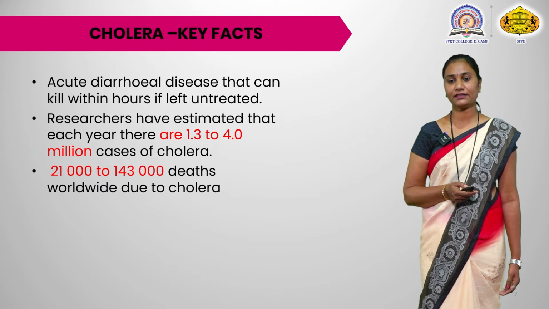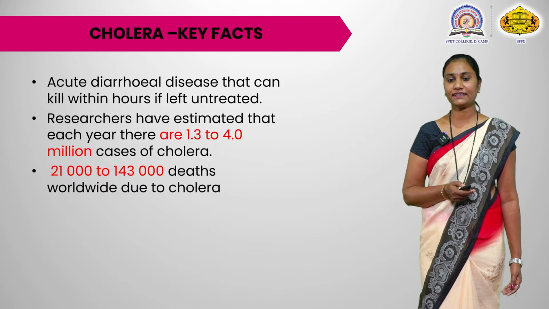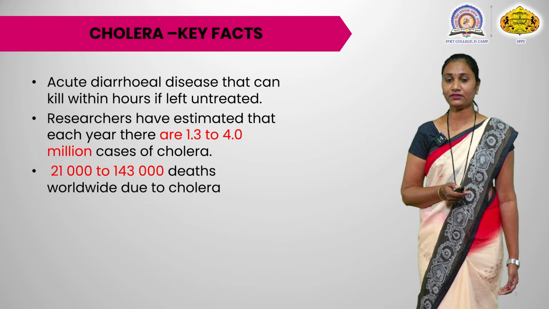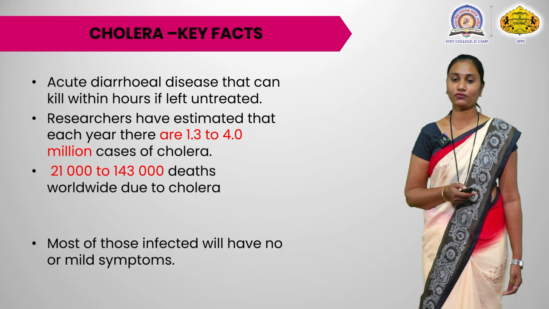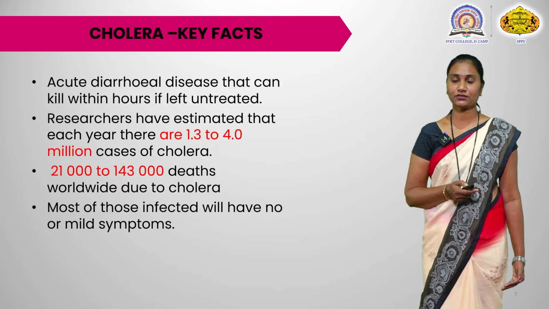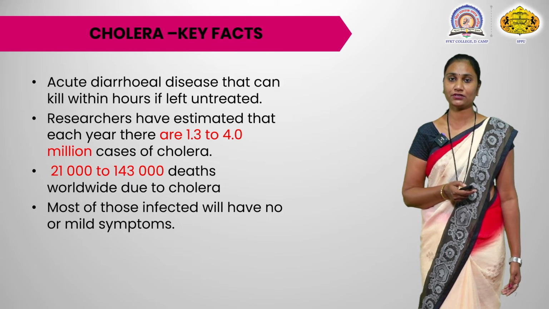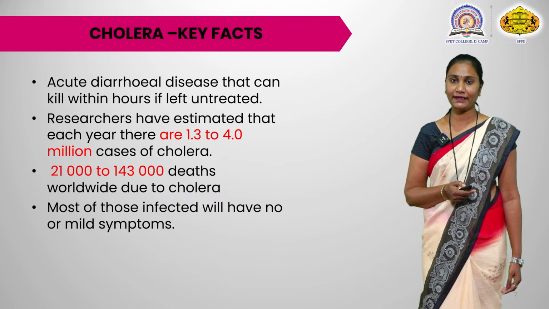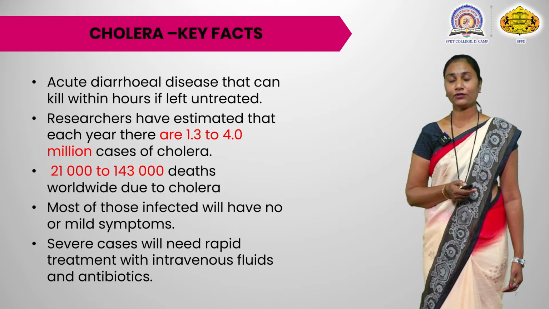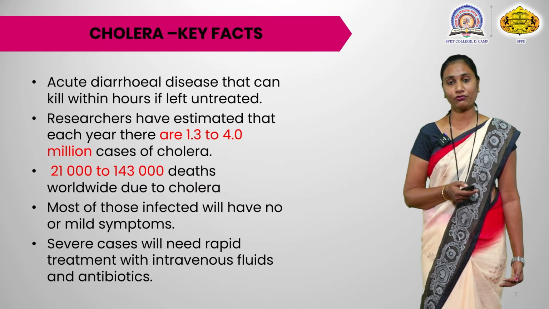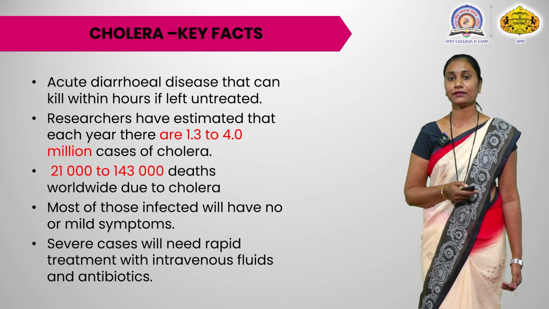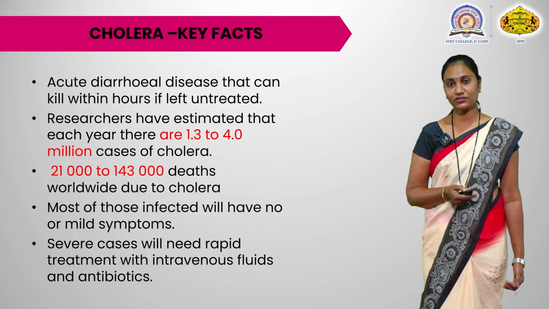Research has estimated that about 1.3 to 4 million cases of cholera occur every year, and among all these cases, 21,000 to 1,43,000 deaths occur because of cholera. In most patients, the infection has mild symptoms or is asymptomatic. But in severe infections, when a large number of vibrios enter the gastrointestinal tract of the patient, it generally requires intravenous fluid therapy along with antibiotic treatment.